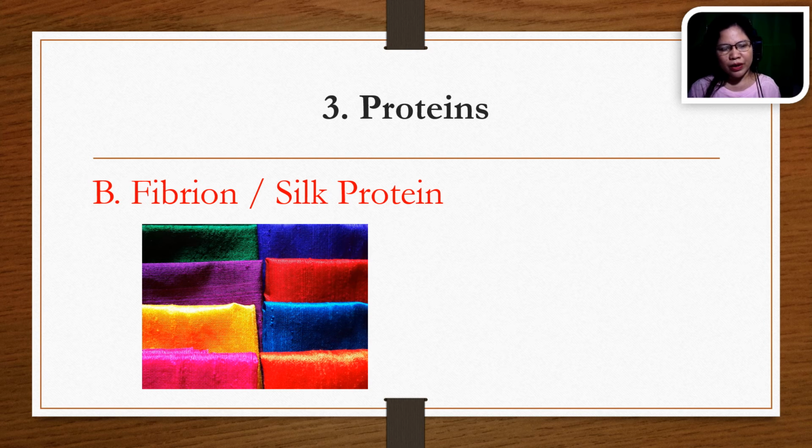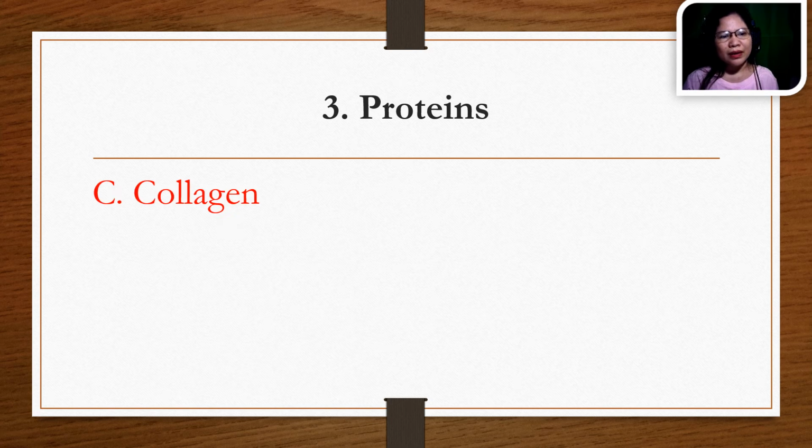And when you are using silk, this is a very good insulator. That's why when it is very cold, usually we are using silk type of materials to prevent us from being very cold. Then the third is collagen.